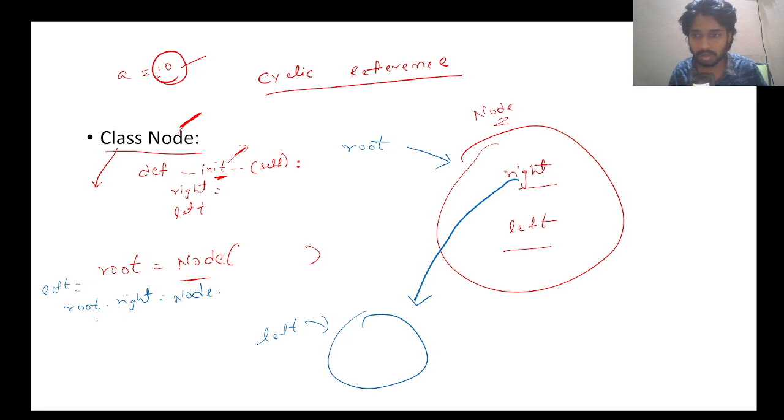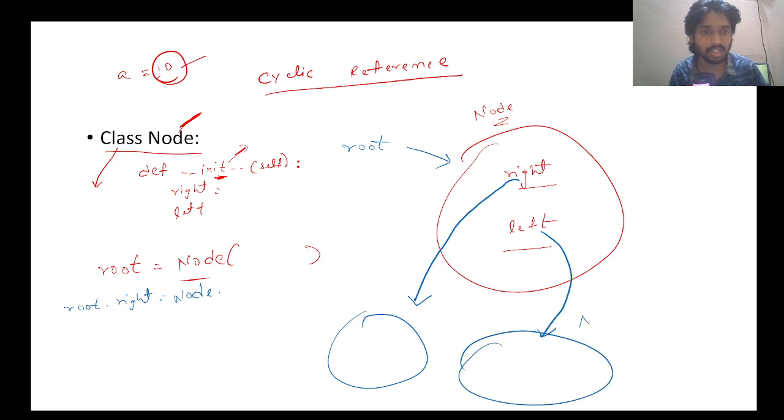Sorry, we already pointed it to right. I'm sorry. Root dot right is equal to node, and for left we are creating another object here. Now what we are going to do is again point the right object to left, and this object to this.